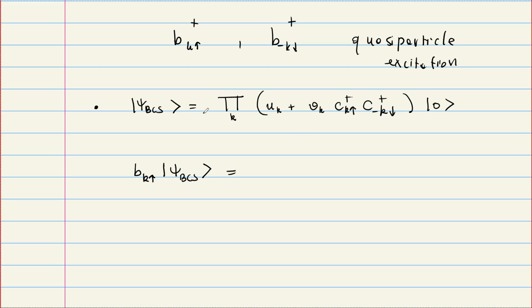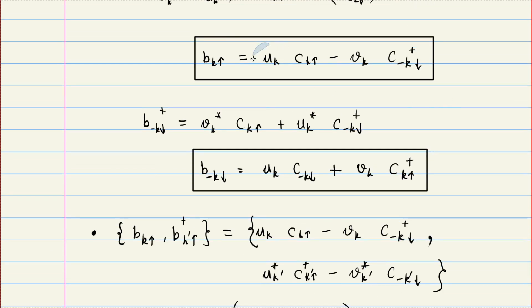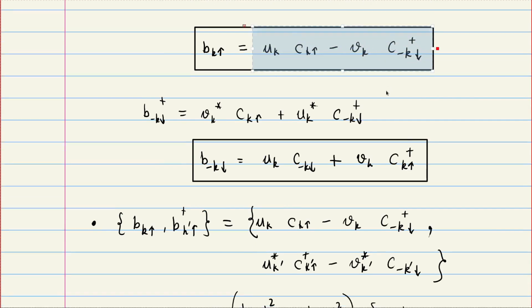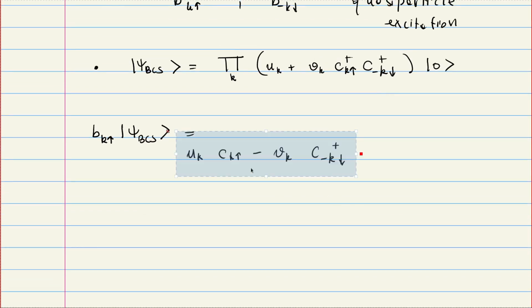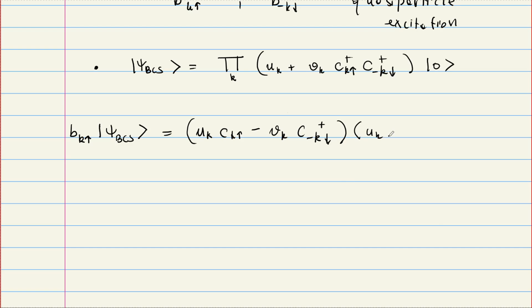As before, there is a product over all k's, but the only non-trivial contribution is going to come from this k index. Whatever this k index is, just pick up the same index from this product and carry out the commutations. And that's what I'm going to do. So B_k up we defined here, and we'll be using this plenty. So this thing, let me copy. And this thing is going to hit this. So this is u_k, acting on u_k plus v_k C_k up dagger, C_minus k down dagger, acting on zero.